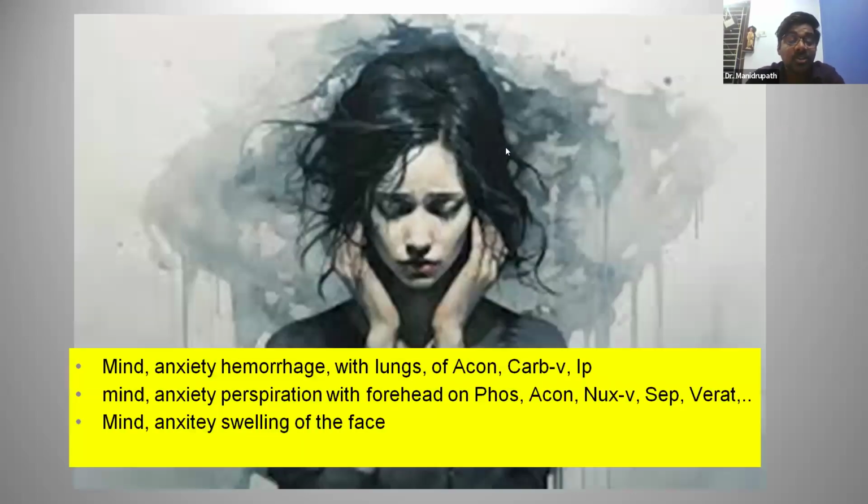So, mind: anxiety, hemorrhages with lungs, lung pathology with a lot of anxiety: Aconite, Carbo veg, Ipecac. Anxiety with perspiration from the forehead, anxiety with swelling of the face. This is observation. The patient doesn't tell what they feel in anxiety, but says I have anxiety. But if there is swelling of the face, it can be Carbo veg. If there is perspiration on the forehead, it can be Phosphorus, Aconite, Nux vomica, Sepia, Veratrum. Observe, learn repertory, learn Materia Medica, interlink Materia Medica with repertory and repertory with Materia Medica, vice versa.